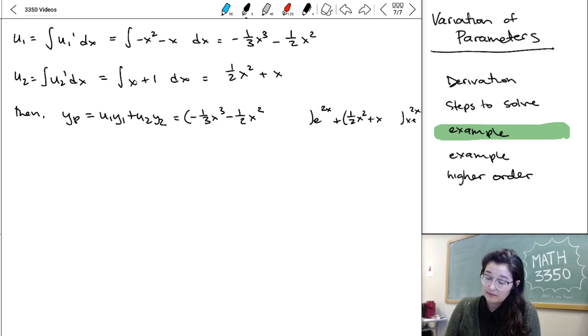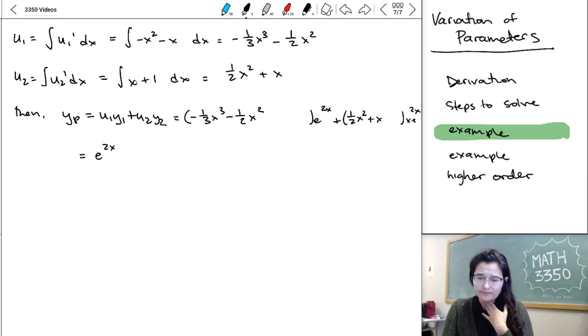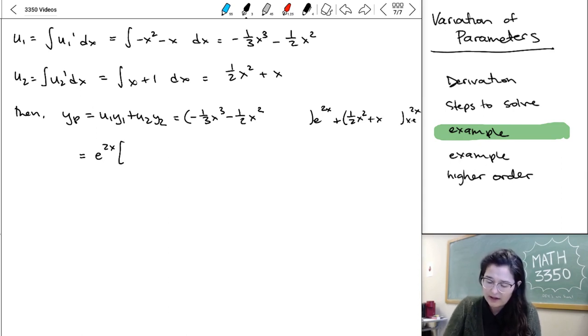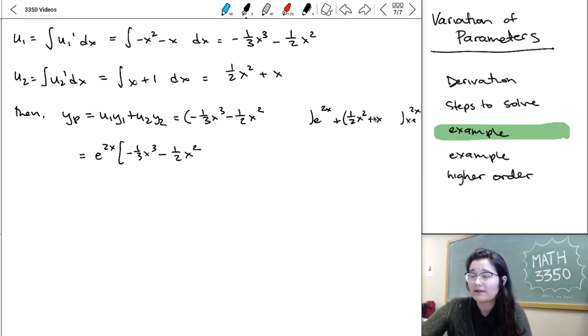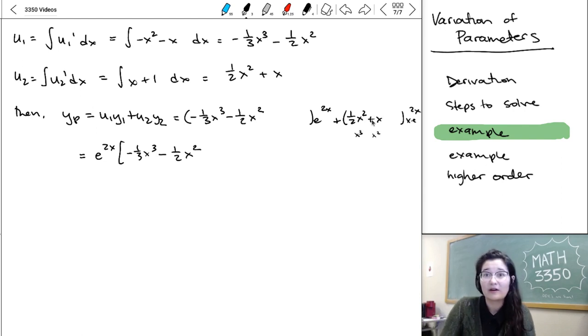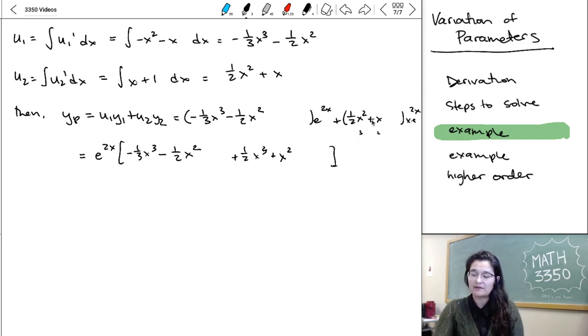And I'm going to try to simplify this just a little bit. I know that I have e to 2x on every term, so I'll go ahead and pull that out front. I've got minus 1/3 x cubed minus 1/2 x squared, leaving a little space to talk about later. And then for this term, I'm just going to multiply that x in, so this becomes an x cubed and an x squared. So I end up with plus 1/2 x cubed plus x squared, leaving myself a little space for later.